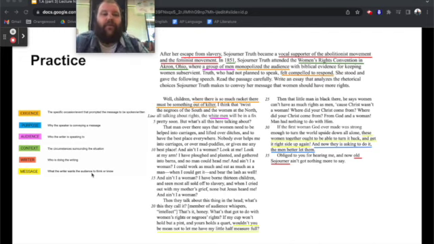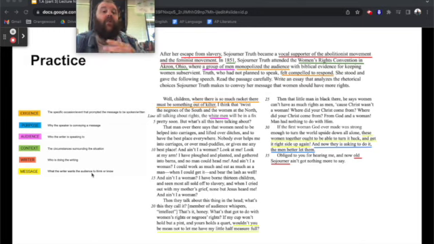After her escape from slavery, Sojourner Truth became a vocal supporter of the abolitionist movement and the feminist movement. In 1851, Sojourner Truth attended the Women's Rights Convention in Akron, Ohio, where a group of men monopolized the audience with biblical evidence for keeping women subservient. Truth, who had not planned to speak, felt compelled to respond. She stood and gave the following speech. Read the passage carefully. Write an essay that analyzes the rhetorical choices Sojourner Truth makes to convey her message that women should have more rights.